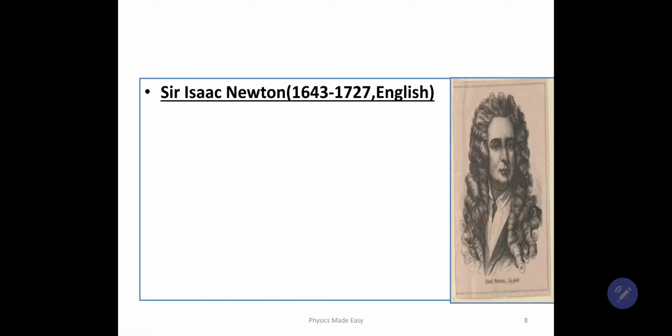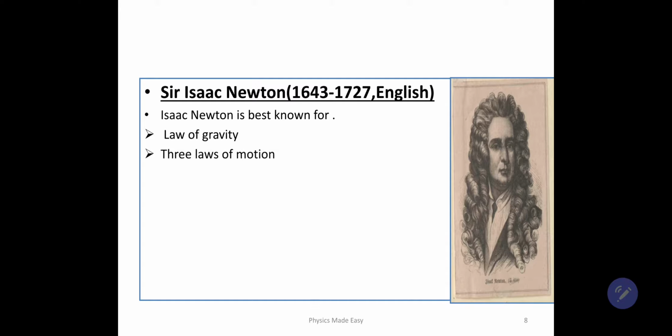Sir Isaac Newton was a very famous English physicist. Not only a physicist, he was also a great mathematician. He was best known for his law of gravity, three laws of motion, dispersion of sunlight through prism. Sir Isaac Newton investigated the nature of light for the first time.